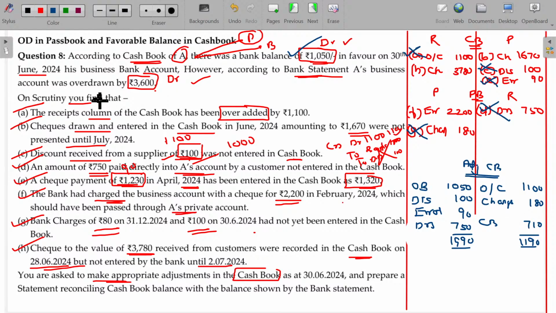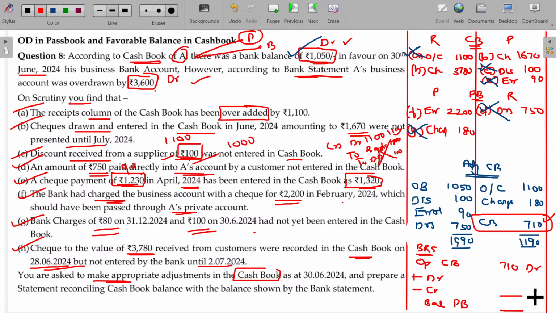Am I right? Now we can prepare the BRS. In BRS, opening cash balance. How much? 910. The closing you get is nothing but the opening cash balance appearing in the debit side. Add debit item, minus credit item, you will get the balance as per passbook. If I start with the debit, it ends with credit. Now, total the debit value and credit value only for the unadjusted items. What are the unadjusted items? These two. Here, this one.